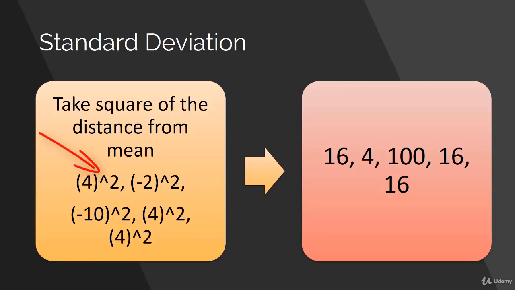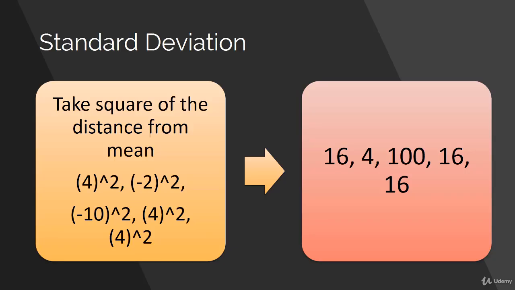So I am talking about this sign here. Now the square of these: 4 square is 16, minus 2 square is plus 4, minus 10 square is plus 100, 4 square is 16 and 4 square is 16. So these are the numbers which I get as the square of the distance from the mean. Now if I take the average of that, let's do that on the next slide.